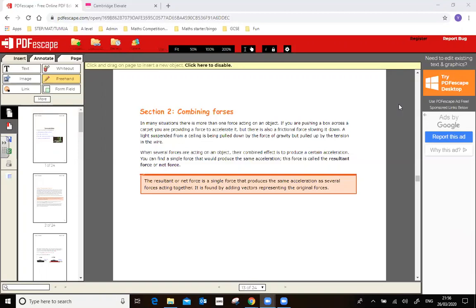When several forces are acting on an object, their combined effect is to produce a certain acceleration. You can find a single force that would produce the same acceleration. This force is called the resultant force, or net force. Right, so in the red box here, a little bit more explanation. The resultant or net force is a single force that produces the same acceleration as several forces acting together. It is found by adding vectors representing the original forces.